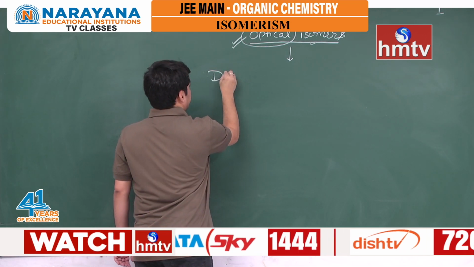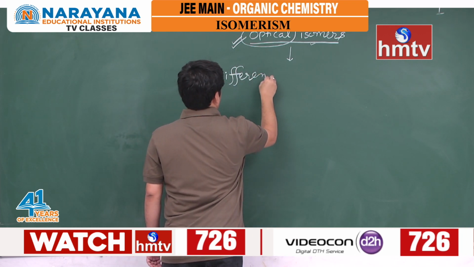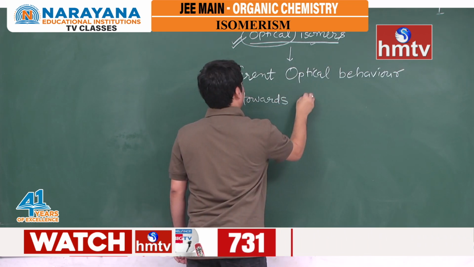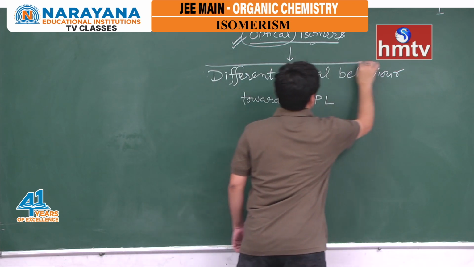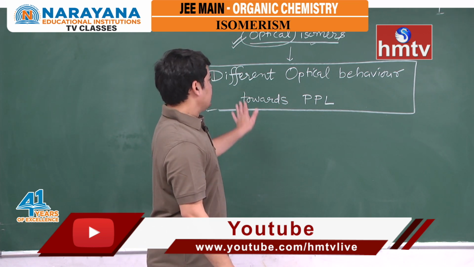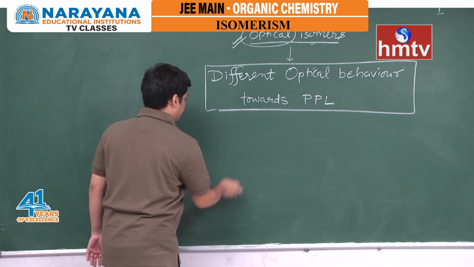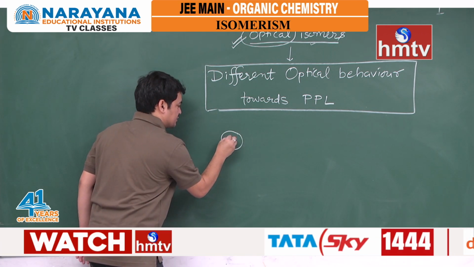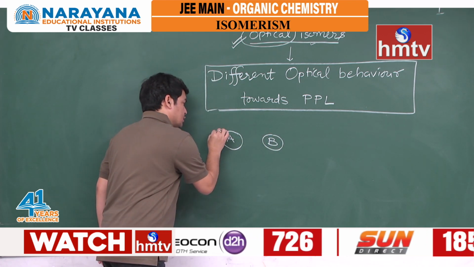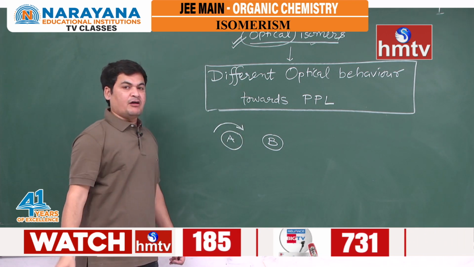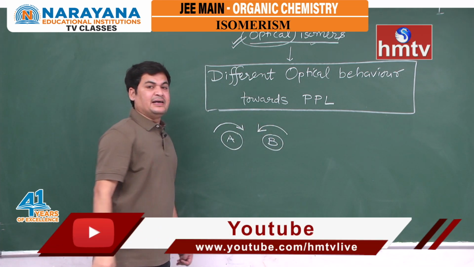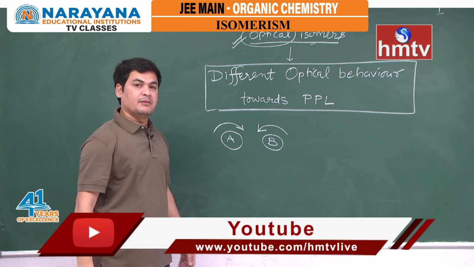I am writing here: stereoisomers show different optical behavior towards plane polarized light. So, if two stereoisomers show different optical behavior towards plane polarized light, they are optical isomers. For example, suppose a compound has two stereoisomers, one is A, second is B. One stereoisomer rotates the polarized light in clockwise direction, the second rotates the polarized light in anti-clockwise direction. That is different optical behavior.